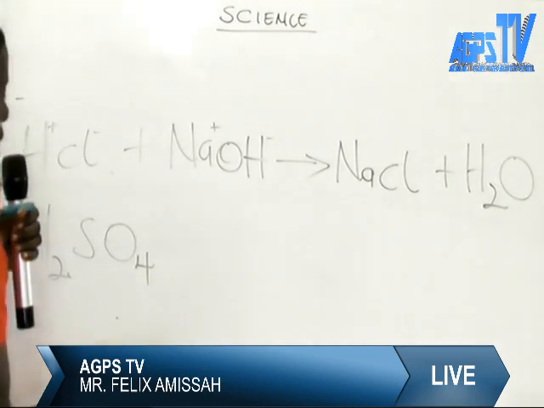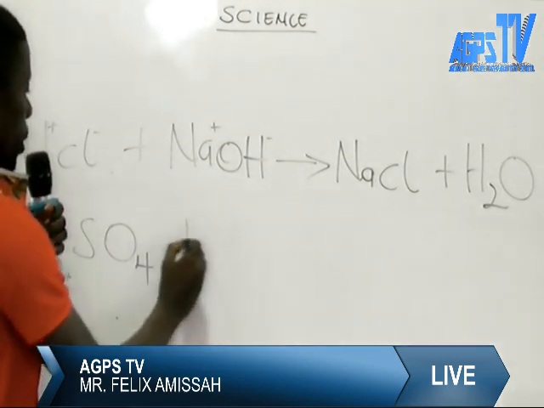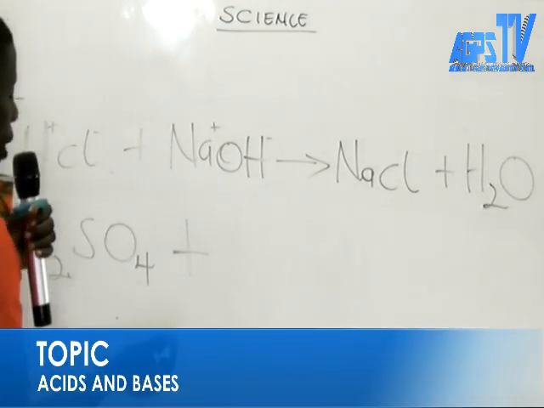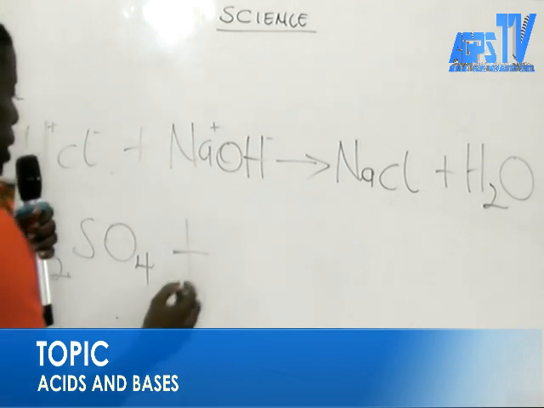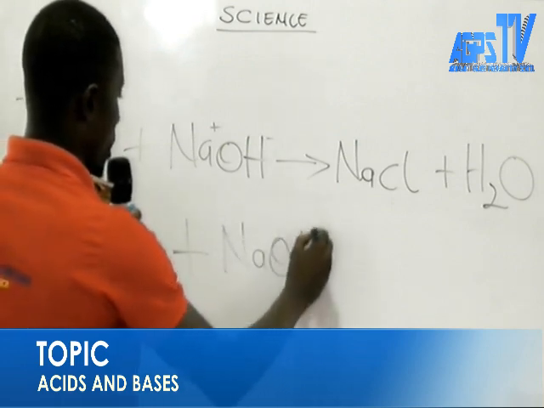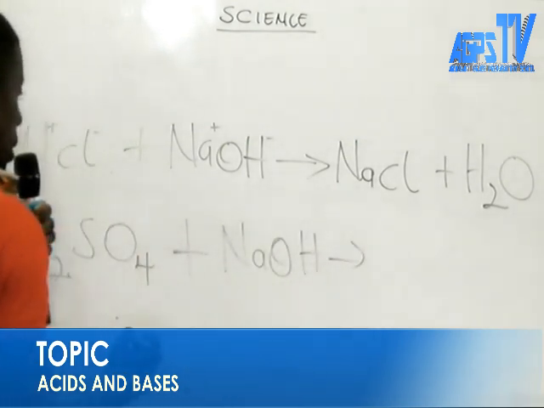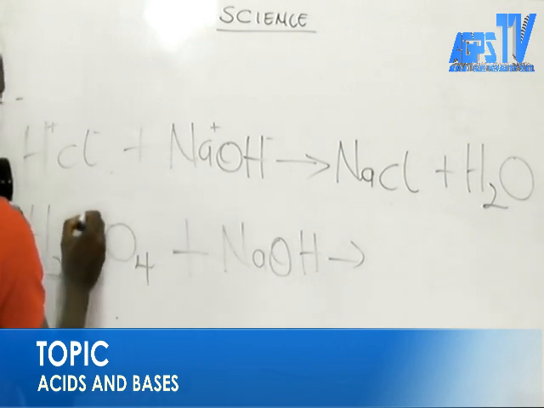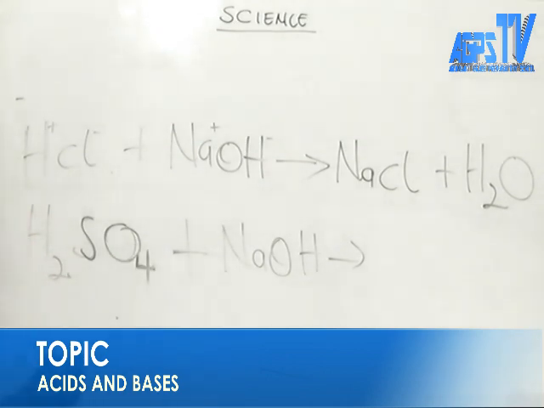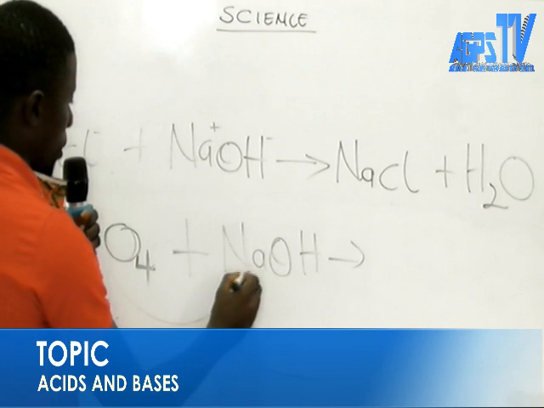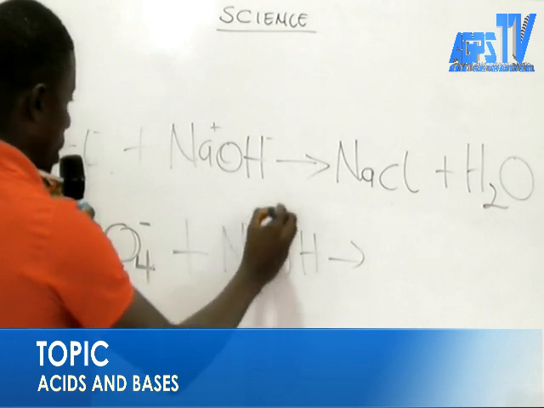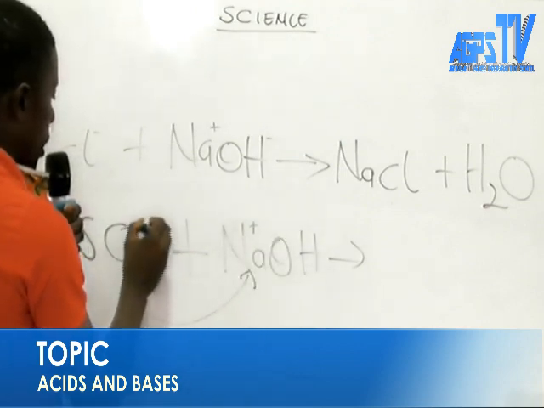So I hope you can write any base here to produce what? Salt and water. So we have here too, you can write your sodium hydroxide here. This is the base. So we have SO4. All these are 1. This one is negative. This one is the anion, and this one is the cation.